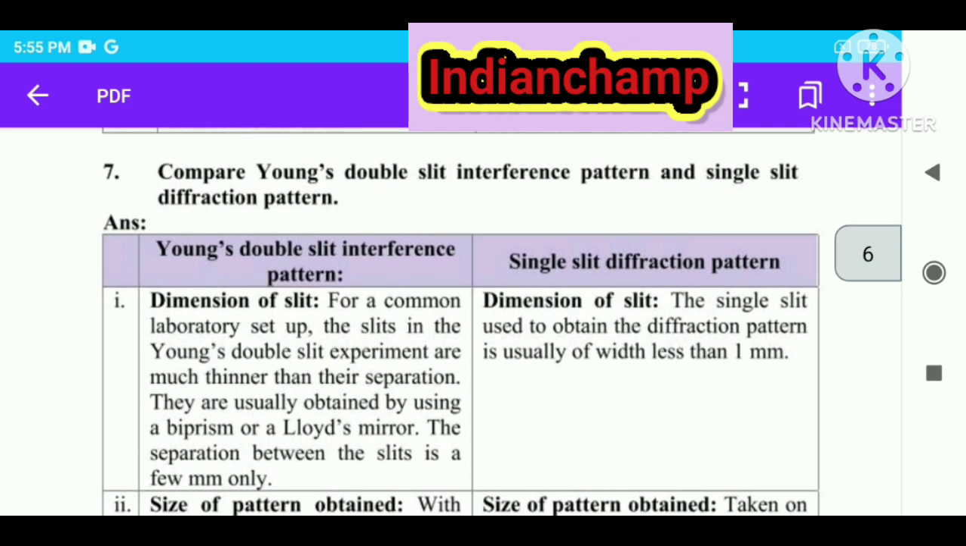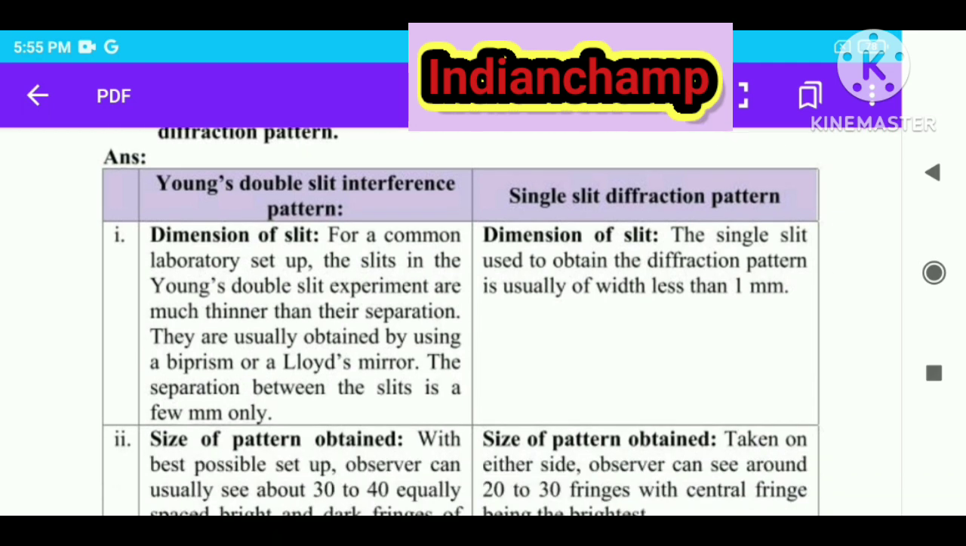Question number 7. Compare the Young double slit interference pattern and the single slit diffraction pattern. Answer: First, dimension of slit. In Young's double slit experiment, the slits are much thinner than their separation. They are usually obtained by using a biprism or Lloyd's mirror. The separation between the slits is only a few millimetres.